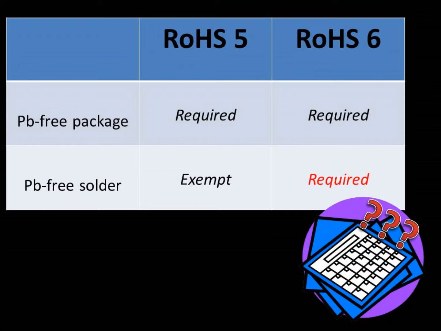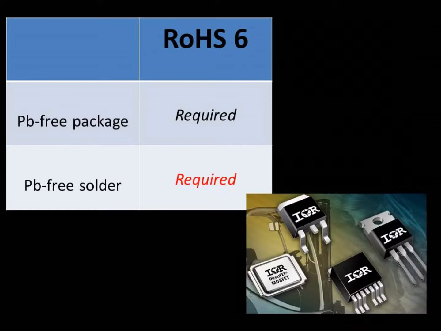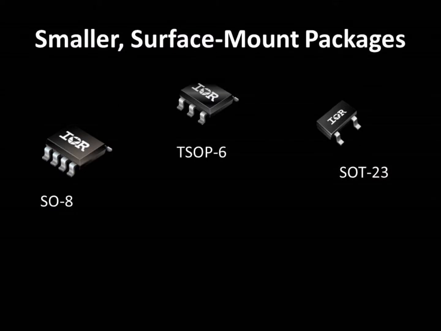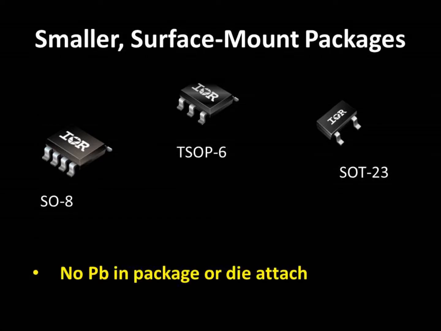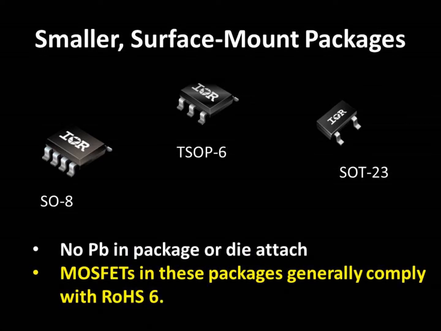But before we do, let's consider the status of the existing power semiconductor packages with respect to RoHS 6. We'll focus specifically on MOSFET packages here. If we look at the smaller surface mount packages, we'll find that these do not contain lead in either the package or the die attach, and so power MOSFETs offered in these packages are typically compliant with RoHS 6.